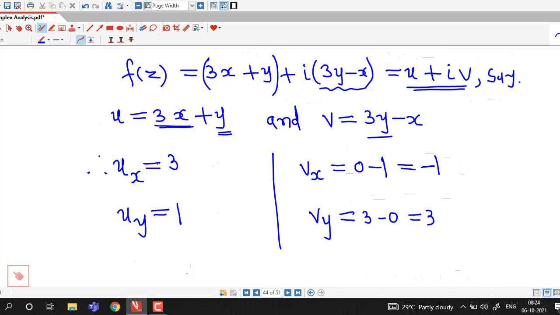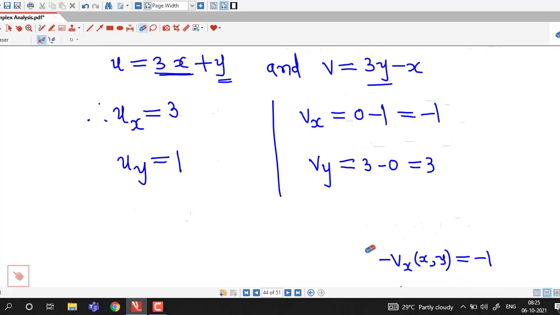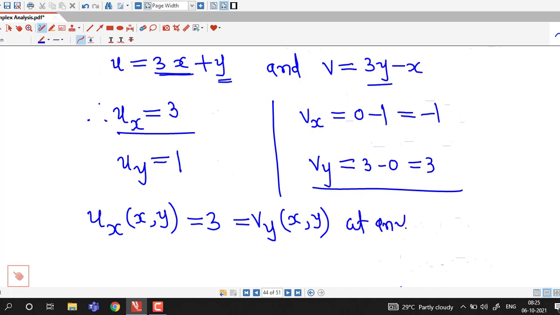If we check the first equation, that is ux equal to vy, then we can see that del u by del x and del v by del y are equal at each point, because del u by del x at any point is 3 and del v by del y at any point is also 3. So this equation is satisfied at any point z in the complex plane, at any point z equal to x plus iy.